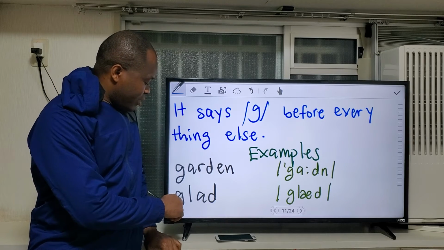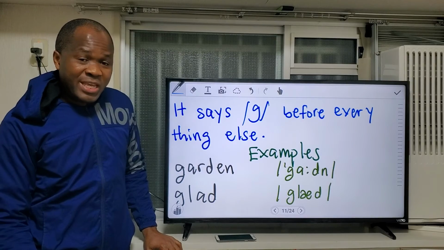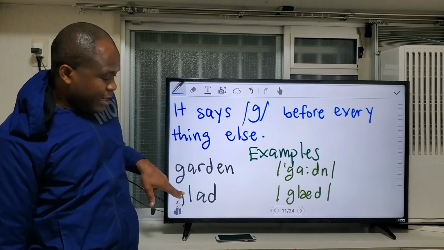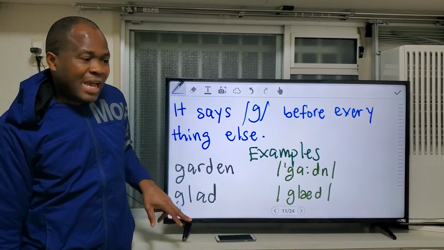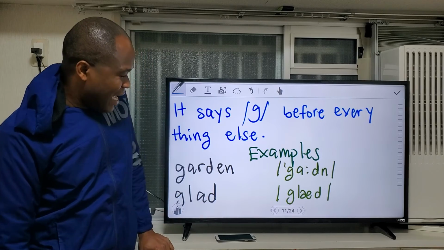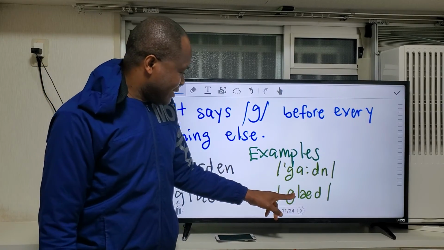Then we have the next one, glad. G is followed by L. Therefore, there's no E, there's no I, and there's no Y. So therefore, it should make the G, the hard sound, the hard G. So the G makes the sound in glad. So we have garden, glad.